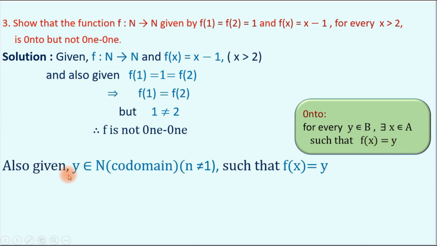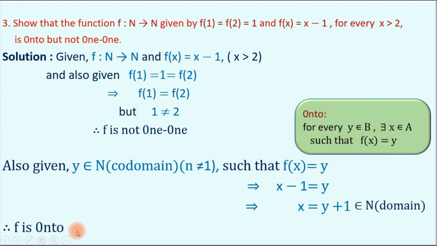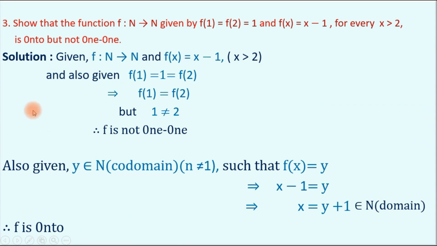So, given y belongs to codomain not equal to 1 such that f of x equals y, f of x is given as x minus 1. This implies x minus 1 equals y. Y is a natural number, y plus 1 is also a natural number, hence x belongs to the domain N. Hence the condition of onto function is satisfied, this function is onto. So hence this function is onto but not 1 1.